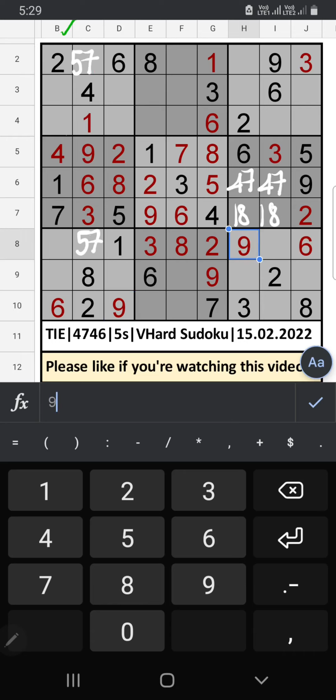Column B we have 4, so 4 can't come in these cells, then 4 is confirmed here. Column D, two numbers are remaining, 3 and 7. Third row we have 3, so 3 can't come in this cell, 3 is confirmed here, then 7 is here. Since 7 is here, so 7 can't come in this cell, 7 is confirmed here, then 5 is here.